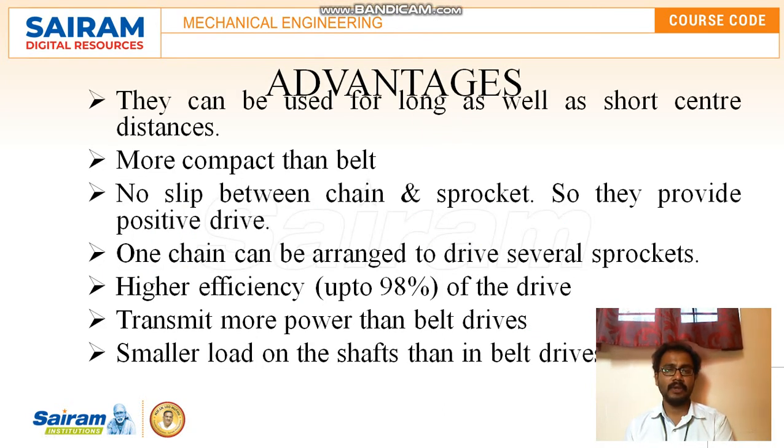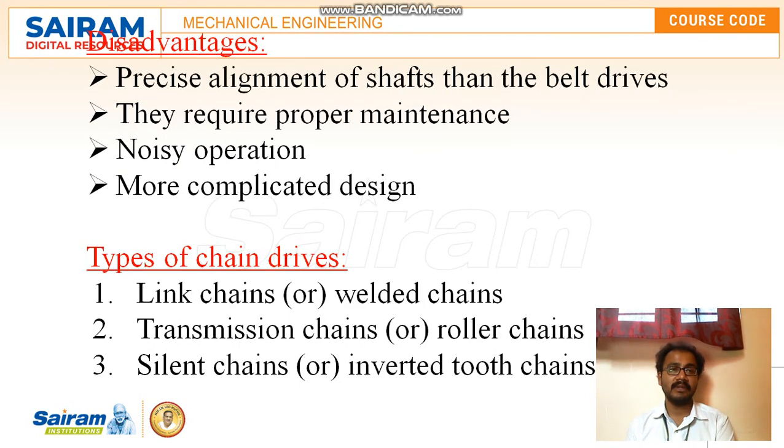Advantages are that they can be used for long as well as short center distances, they are more compact than belts, there is no slip between chain and sprocket, and they provide a positive drive. One chain can be arranged to drive several sprockets, they have higher efficiency, transmit more power than belt drives, and put smaller loads on the shafts than in belt drives.